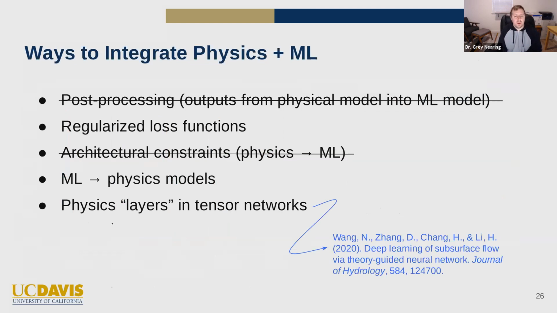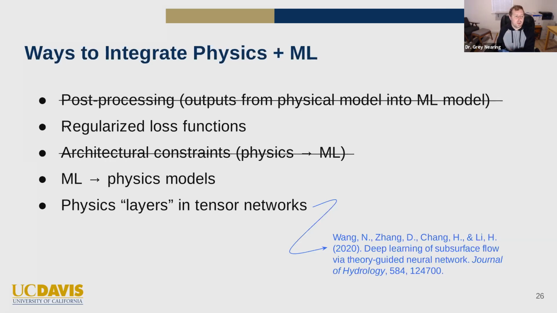What I really want to say a few words on at the end here is combining physics with machine learning. And we're out of time, unfortunately, so I'm going to go really fast through here. Basically, there are a few ways that people have come up with to integrate physics and machine learning. One of them is post-processing, which is using the outputs of a physical model as inputs to a machine learning model. That's really boring, but people do that. We had some slides earlier that I skipped that showed that, and in our case, it doesn't work.